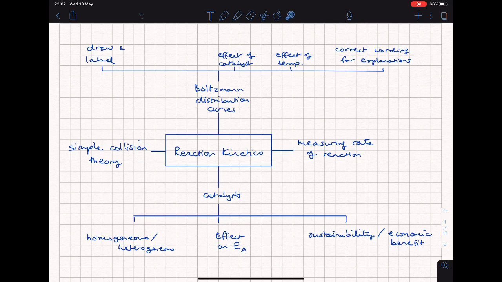You will need to explain the effect of a catalyst on the rate of reaction using one of these curves, and also explain how the temperature affects the shape of these curves and therefore affect the rate of reaction. You must also be able to explain these effects using the correct keywords and phrases.